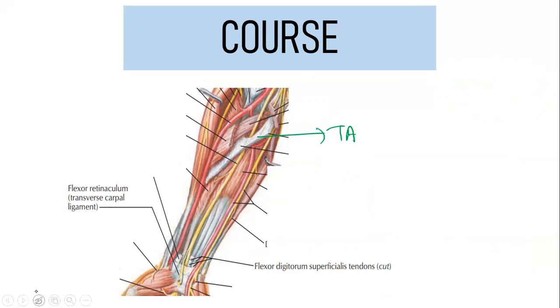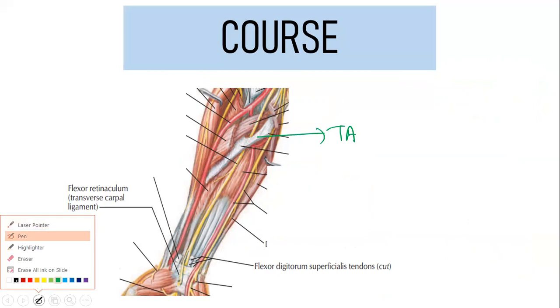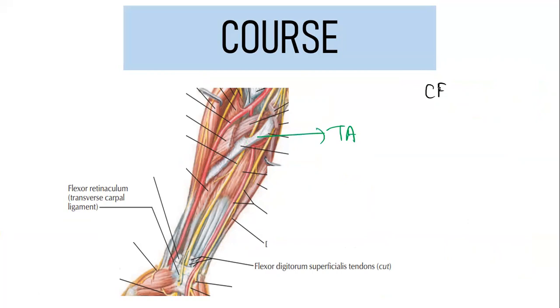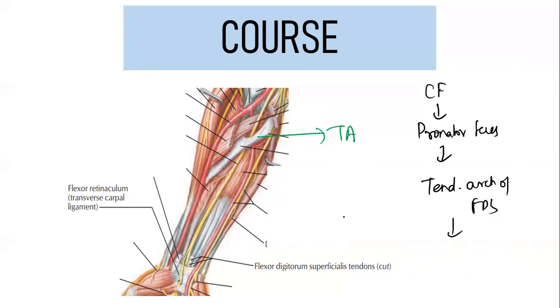Then what happens? So let me write the course here. Just a quick recap, right? So cubital fossa, I will tell the entire course at last, but then and there we'll just remember. So from the cubital fossa, it pierces the pronator teres. So from the pronator teres, it gets along the tendinous arch of FDS. So from there, it lies in the deeper aspect, right?